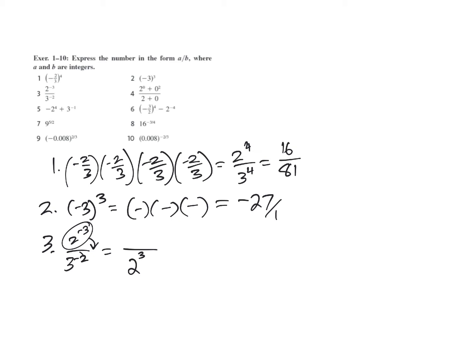And then the 3, that's got to move to the numerator, and it becomes positive 2 for the exponent. So now you have 3 squared is 9, 2 cubed is 8.